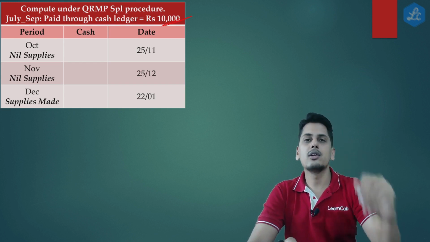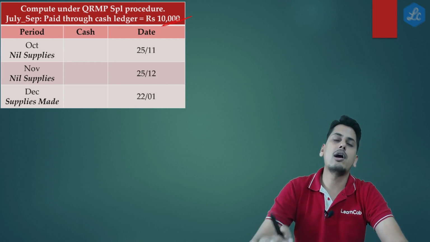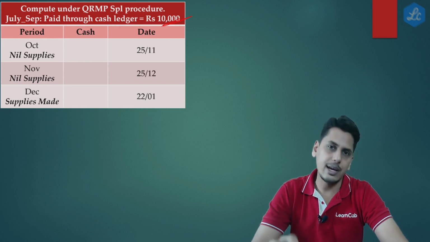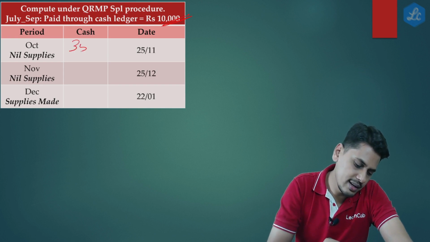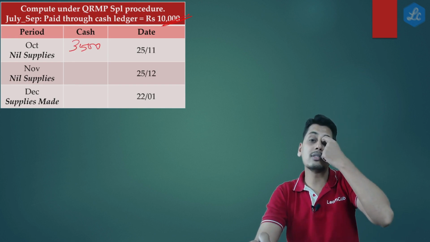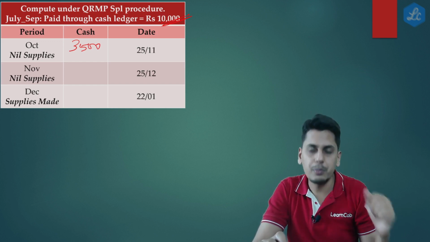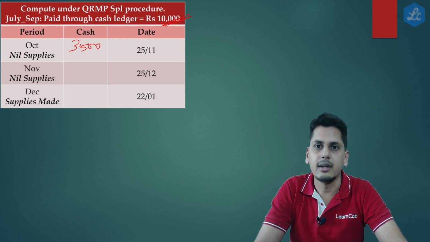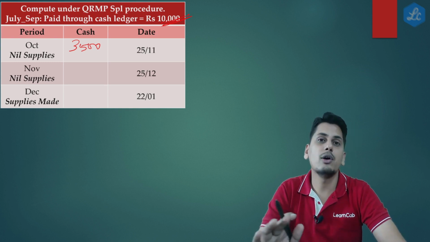This gentleman is again under the QRMP scheme. For the month of October, what is the amount which he needs to deposit in his cash ledger? We see the preceding tax period is quarterly, yes, quarterly. 10,000 multiplied by 35%. Ideally, he has to deposit 3,500. If he is going under the special procedure, he has to deposit how much?